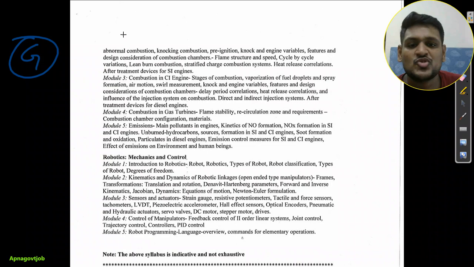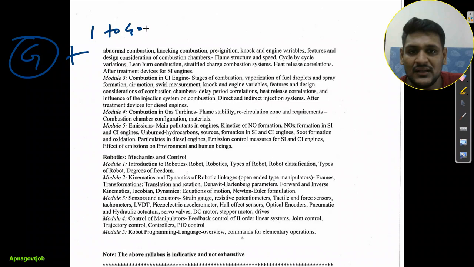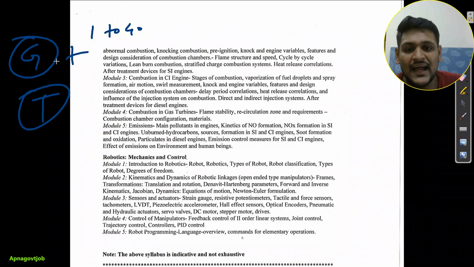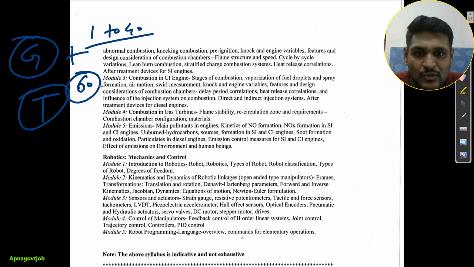So start with the general part, right? Just go to questions 1 to 40 of general. Now in general, try to cover all the things, because as I told you, in the technical part there are lots of uncertainties, right? So we can cover those marks in general only, in these 40 questions. Okay, because for the 60 we don't have any idea. So definitely general will play an important role in your selection, as your whole selection depends on this exam only, right? So start with the general part, then the technical part.